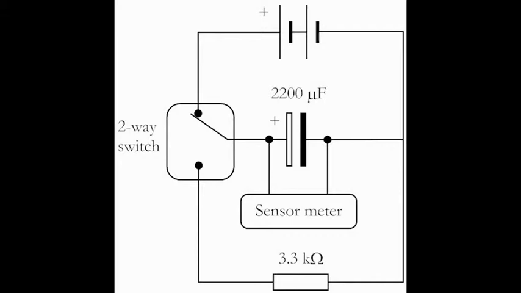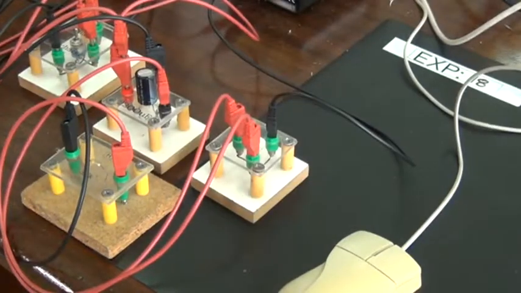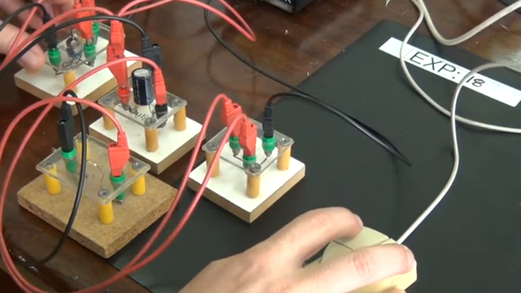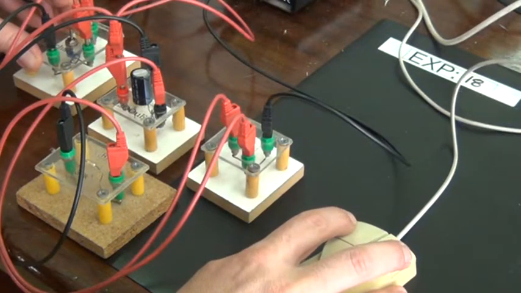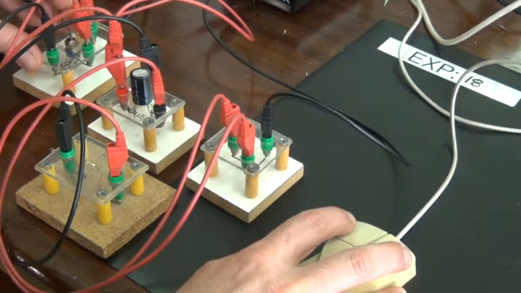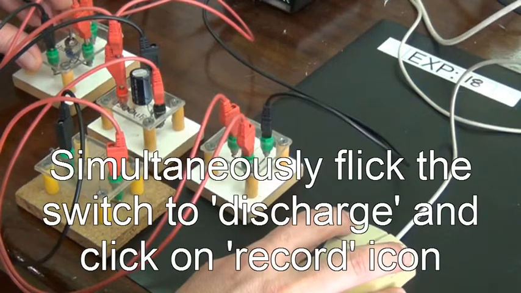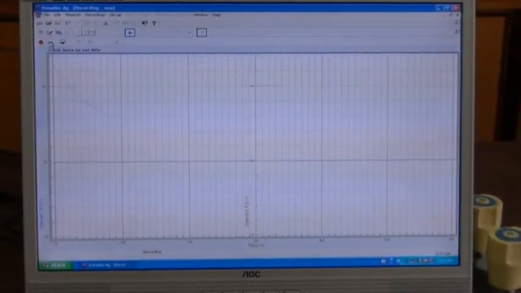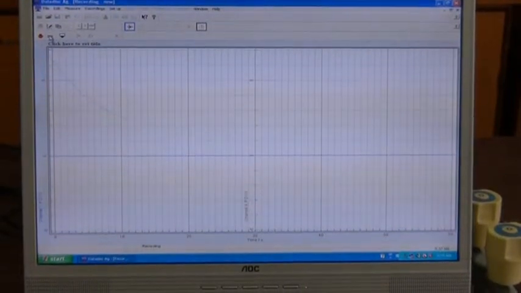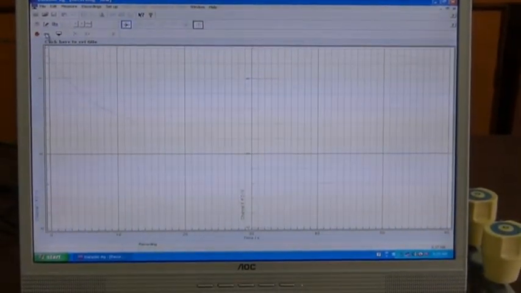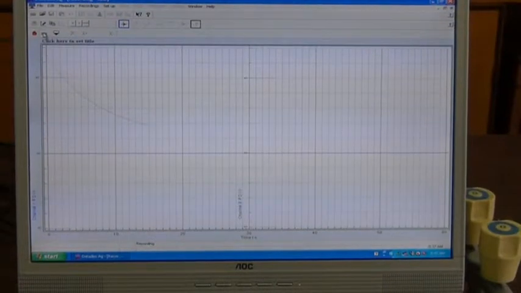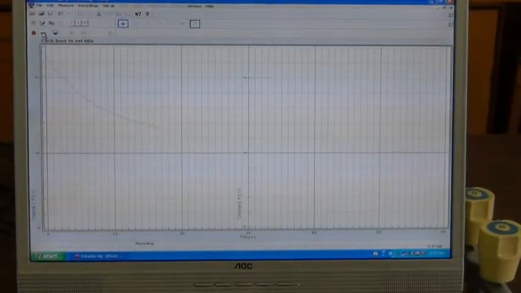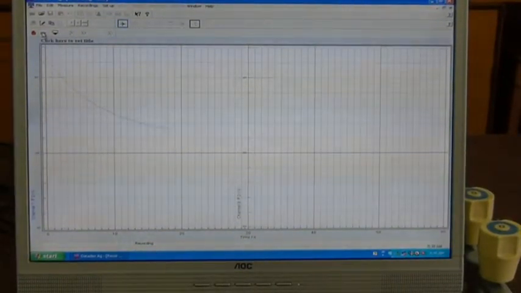The resistance is in parallel to the capacitor, with a two-way switch, which will first charge up the capacitor and then let the capacitor discharge. We simultaneously flick the switch to discharge and click on Record. This is the record icon, and we will see that the discharge curve is being plotted in real time.